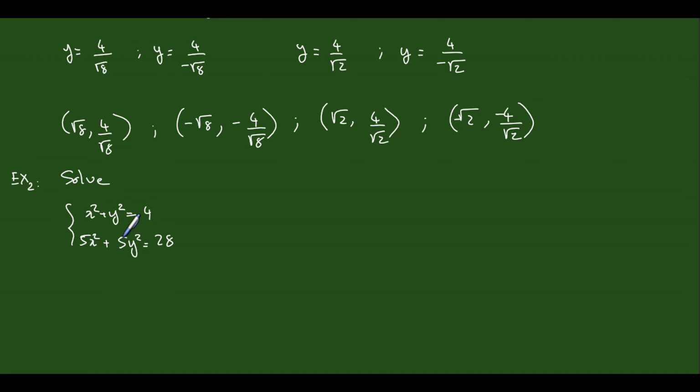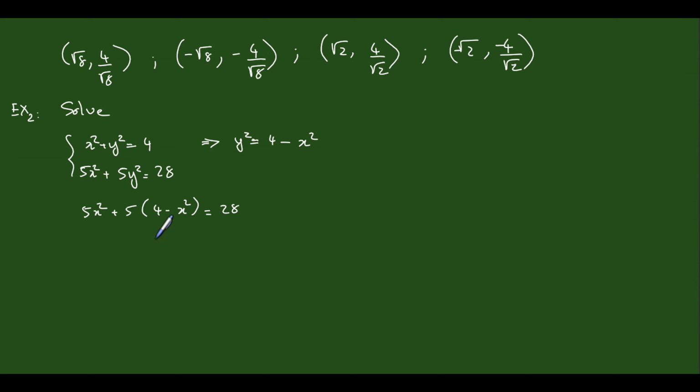You can use the substitution method easily. From the first equation you can get y squared equal to 4 minus x squared, right? Then you plug into the second one. Then you have 5x squared plus 5 times (4 minus x squared) equal 28, right? Then I distribute, so we have 5x squared plus 20 minus 5x squared. Interesting.